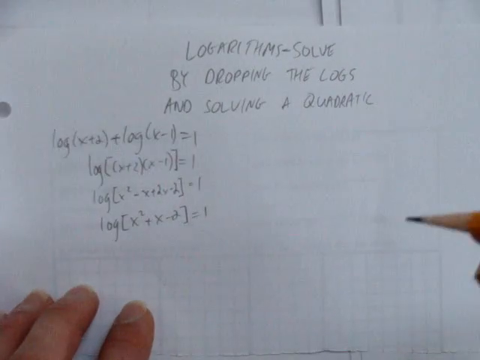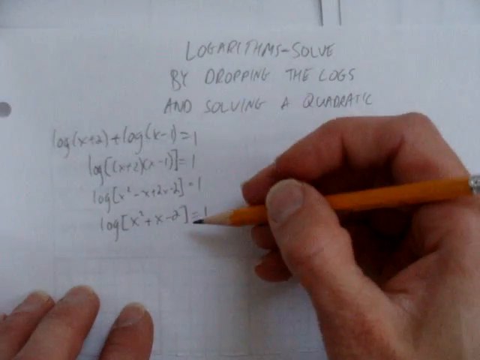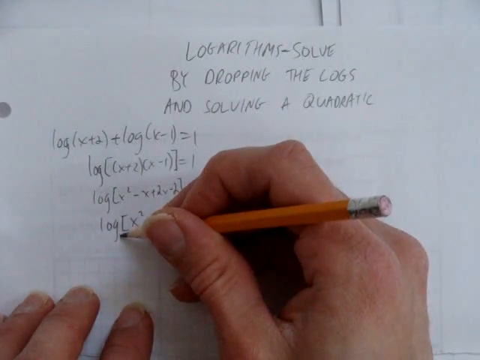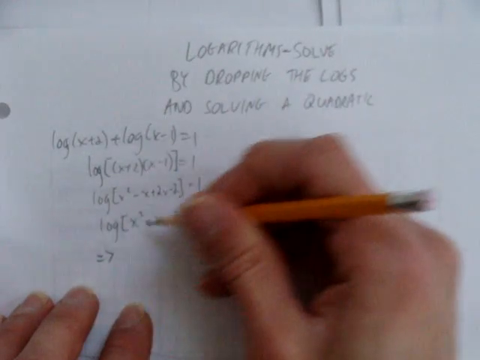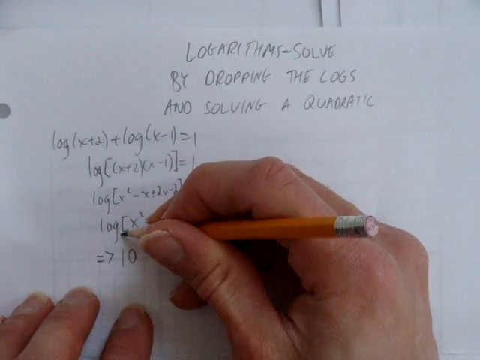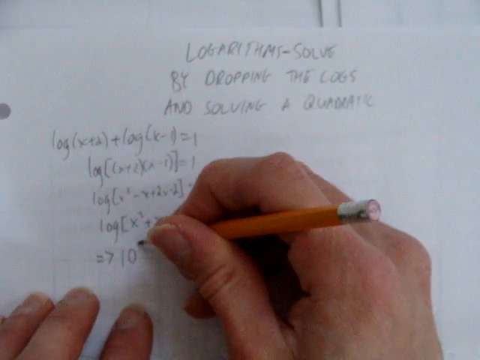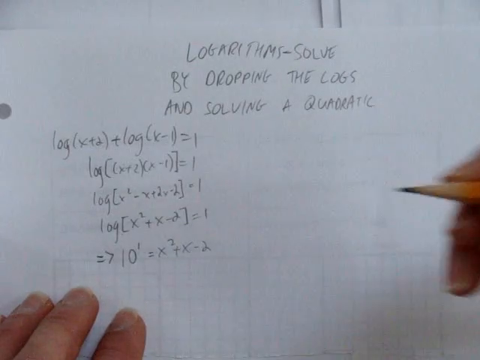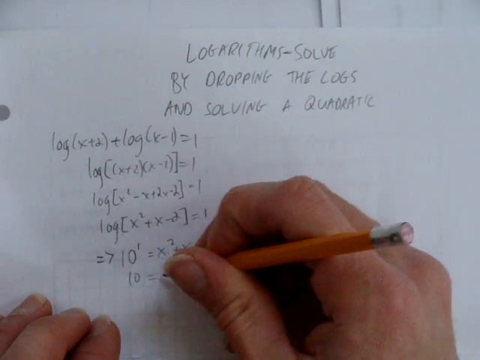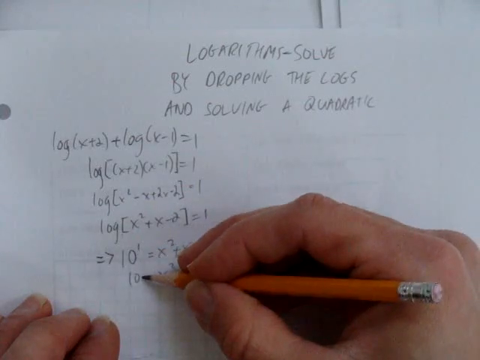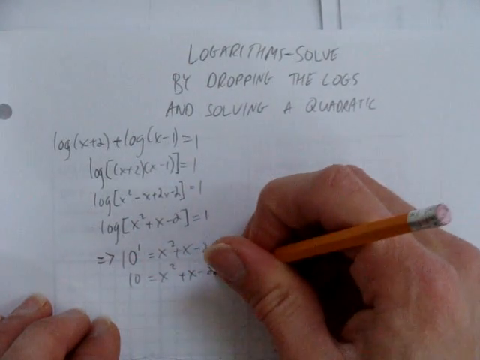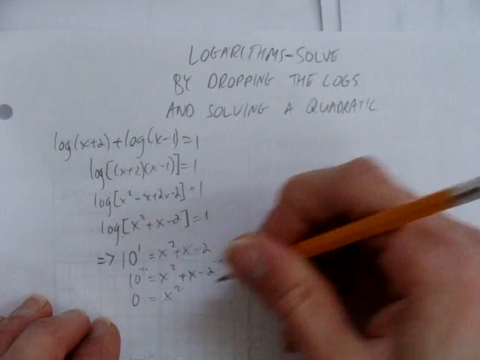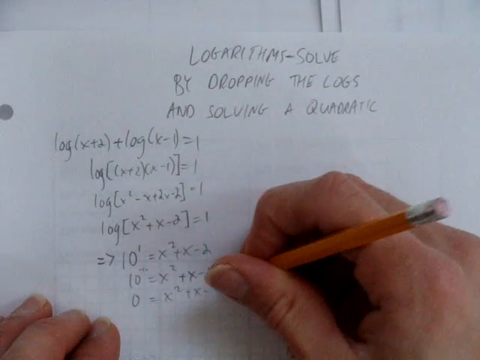So that's nice. And what's even better is now we can drop this log by converting it to exponential. This logarithm is implied to be base 10. So what this equation means is 10, the implied base, to the power of the exponent answer equals x squared plus x minus 2. And now we can use our algebra skills. I just rewrote the 10 to the power of 1 as 10. And I'll subtract 10 from both sides to get 0 equals x squared plus x minus 12.